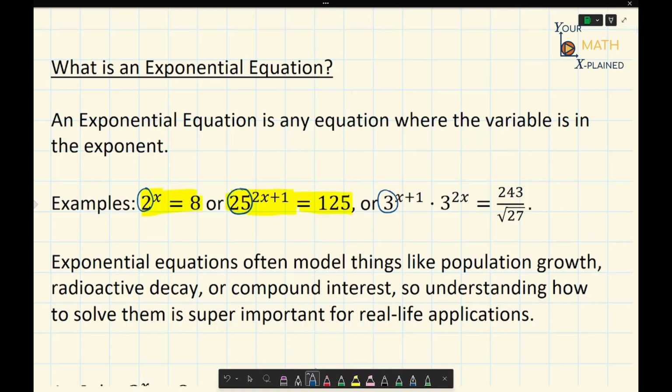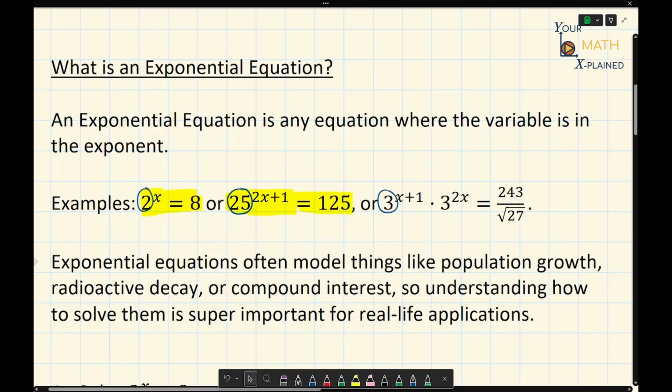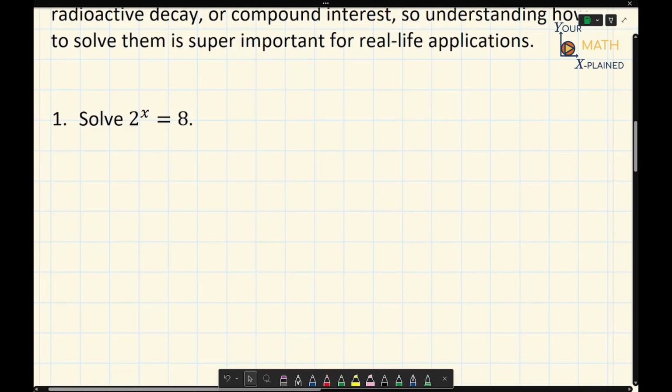And exponential equations are often used to model things like population growth, radioactive decay, or compound interest. So understanding how to solve them is super important for real-life applications. Now, let's go ahead and take a look at some examples.